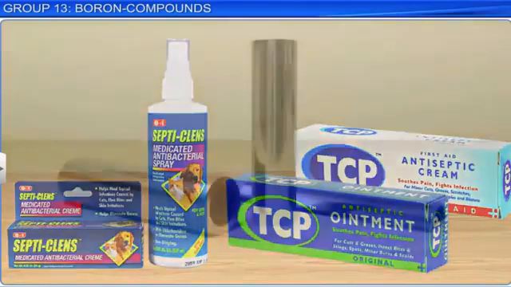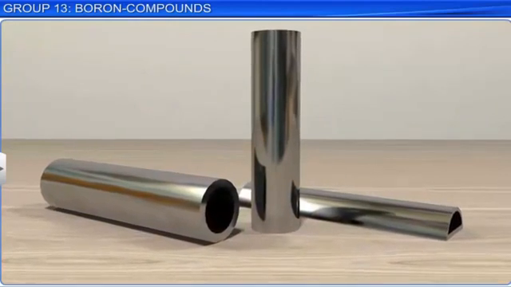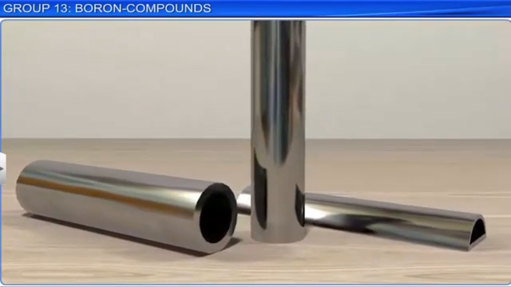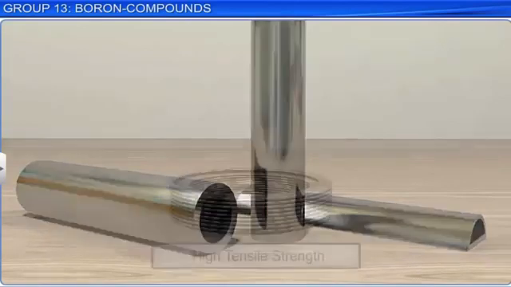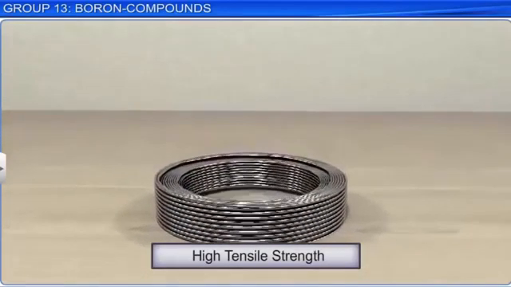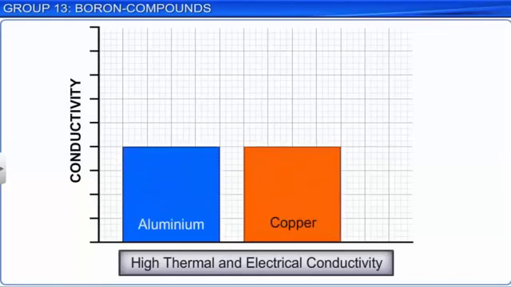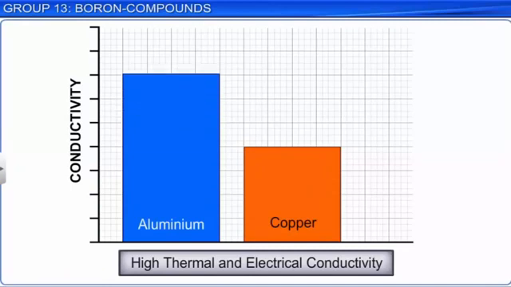Let's turn our attention to the properties of aluminium. Aluminium is a bright silvery white metal. It has a high tensile strength. It also has high thermal and electrical conductivity. In fact, its electrical conductivity is twice that of copper when compared on mass to mass basis.